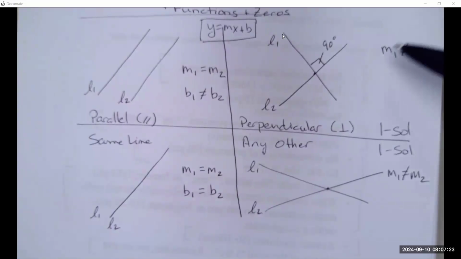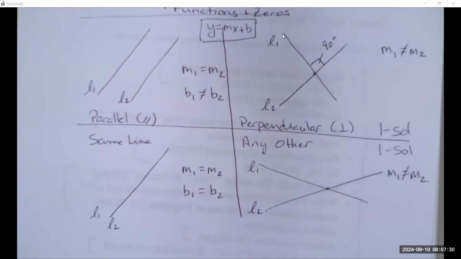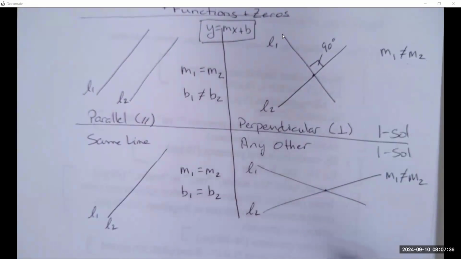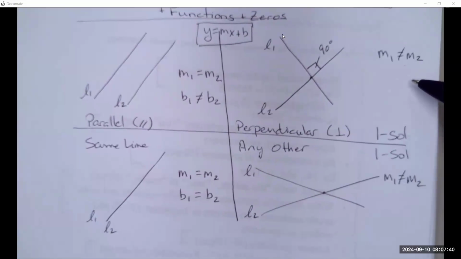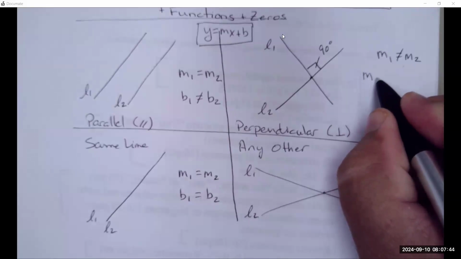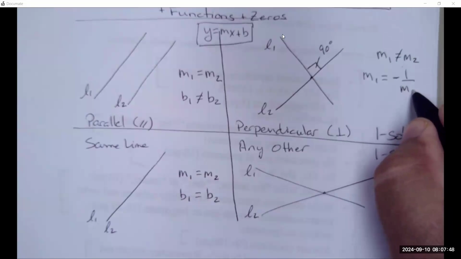We don't worry on this other side. If the slopes are different, we don't worry about the y-intercept because the y-intercept can happen where they intersect. So they could be the same, they could be different. So that's not even a contention anymore. Only if the slopes are equal. So the distinguishing factor between perpendicular lines and anything else is the slopes of perpendicular lines have to be negative reciprocals of each other.